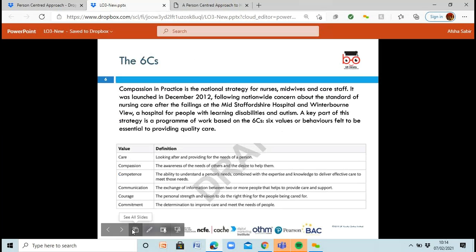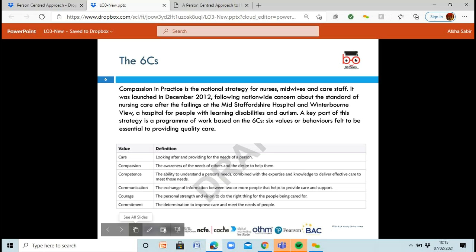So the 6 Cs, this is actually a national strategy that nurses, midwives and care staff actually use. Now, this was launched in December 2012, and it was actually due to a nationwide concern about the standard of nursing care. We might have mentioned the Mid Staffordshire Hospital and Winterbourne View Hospital.